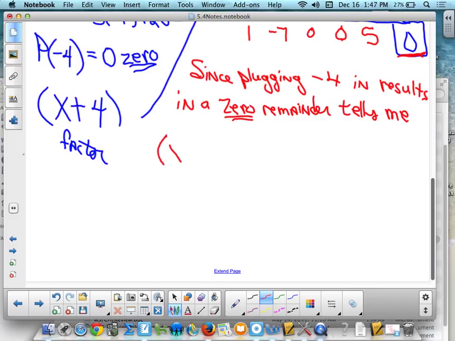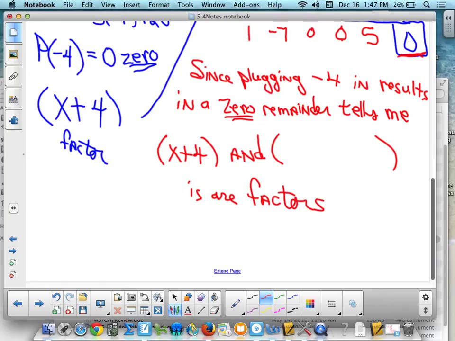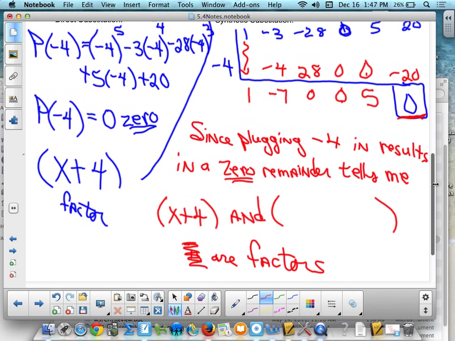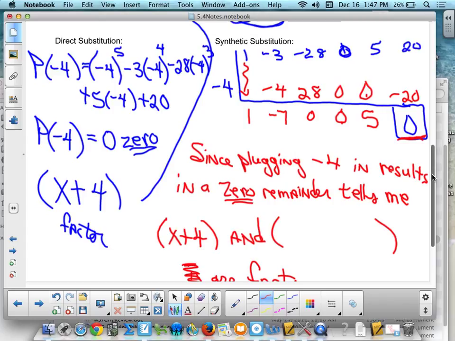X plus 4 and something else are our factors. I don't know the second one. Since you got a 0, then you would know -4 is a 0, which means x plus 4 is a factor. But guys, what do you think these are? Those are the zeros.